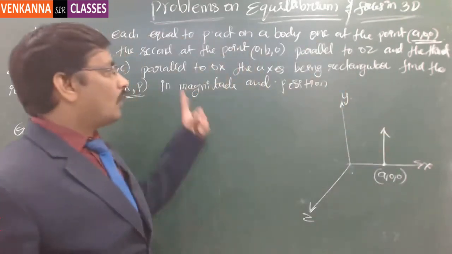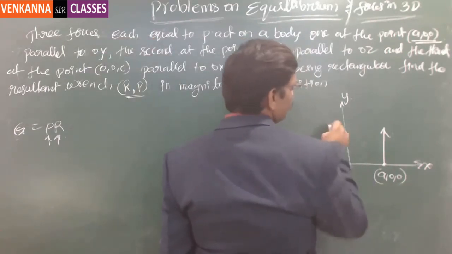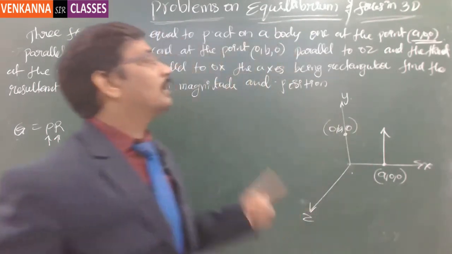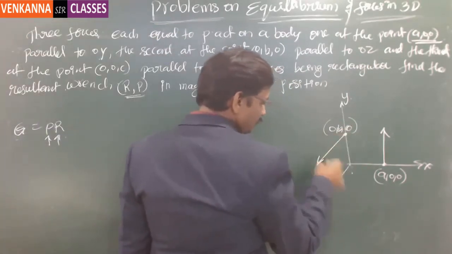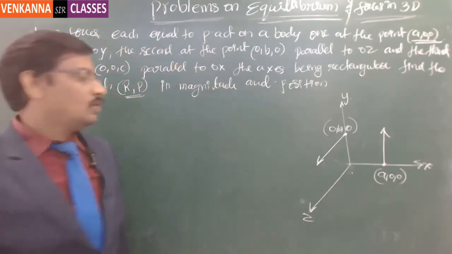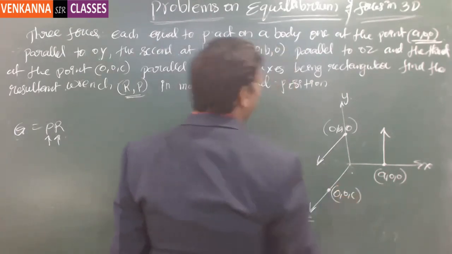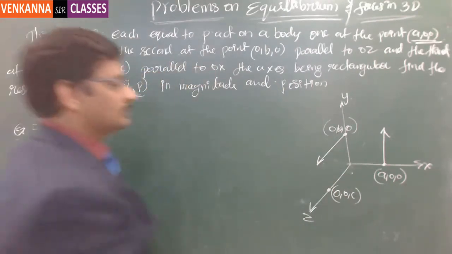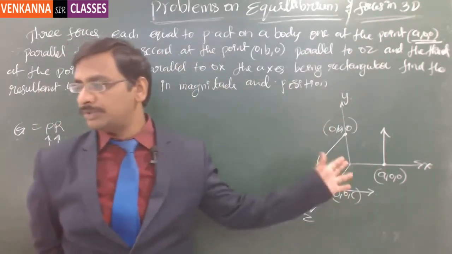And similarly, one more force which is at 0, B, 0. That means this point is 0, B, 0, and it is parallel to OZ. That means the force acts along the Z direction. Got it? And one more force which is at a location of 0, 0, C, that is on the Z axis, and the direction of the force is parallel to OX. So this is how all the three forces are distributed.